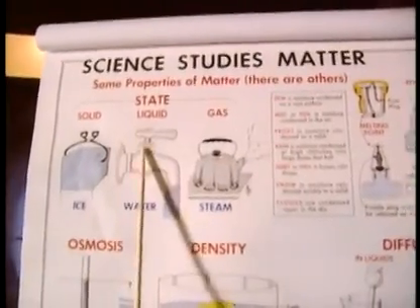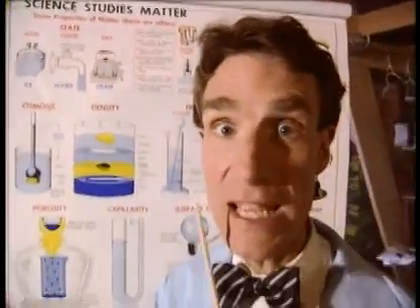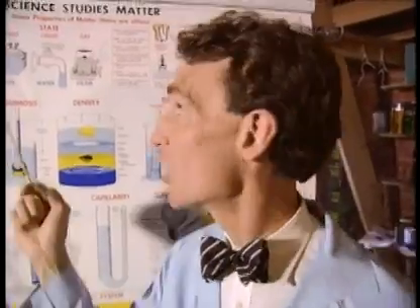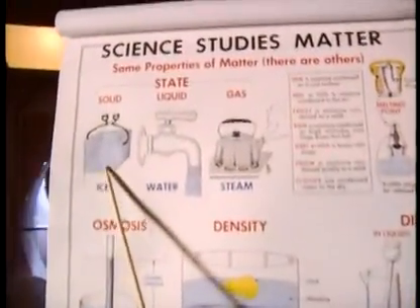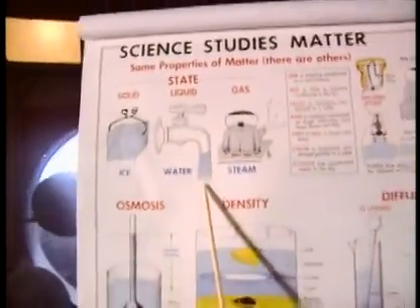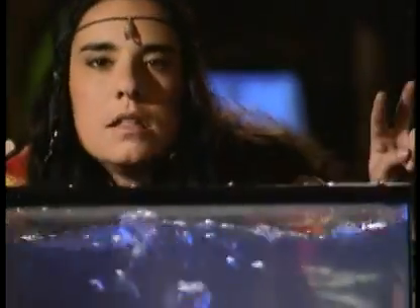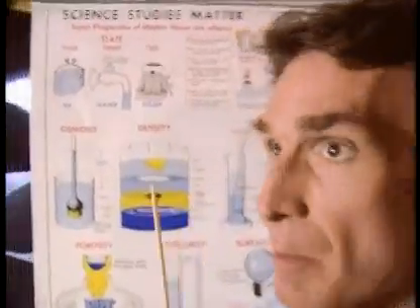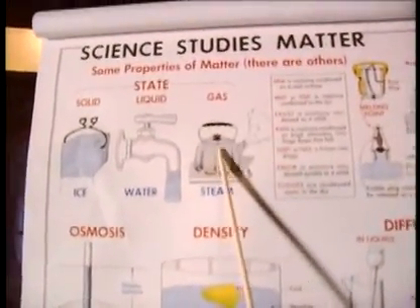Solid, liquid, gas. 3 phases of matter. Solid, molecules are moving slowly, packed close together. Solid. Liquid, molecules are moving a little faster. They're able to flow a little bit. It's liquid. Gas, molecules are moving very fast. They're just wild. 3 phases of matter.